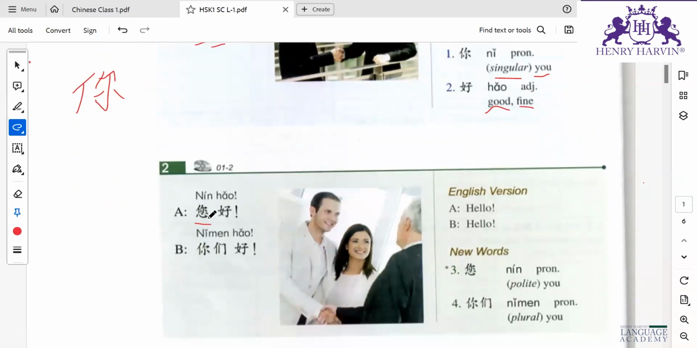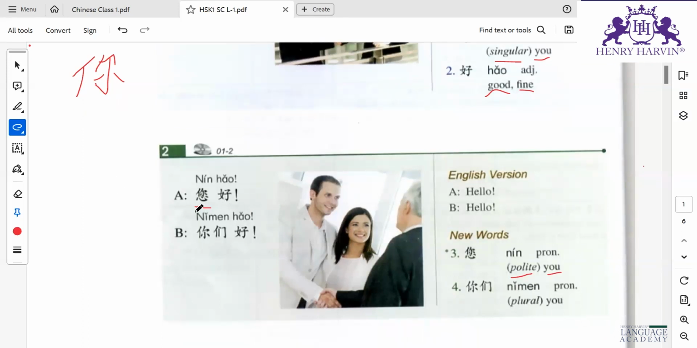Now see, this nin is the politer version of you. If you have someone elder in front of you, or someone of higher position, like in a working area, if there is someone superior to you, for that you will use this nin hao. This is more of a respectful form to say hello. So see, here they both are showing respect to this person. That's why they are saying nin hao.